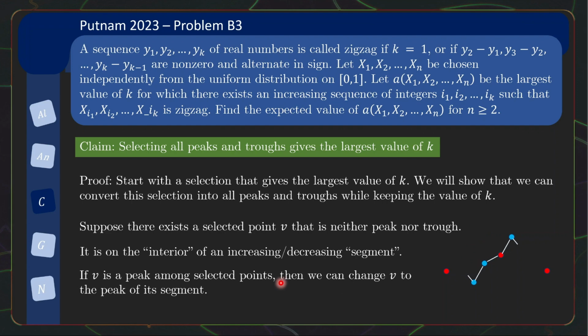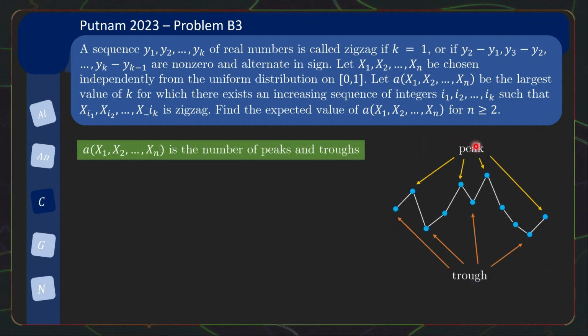And every time there's such a point that's not a peak or trough, I can always convert that. And I maintain the zigzag property of the path, which means that the value of k is unchanged. So this completes the proof of the claim. And more importantly, this tells us that we can easily describe the value of A now. The value of A is actually given by the number of peaks and troughs in the sequence. Okay, and from here we just need to find the expected value of the number of peaks and troughs.